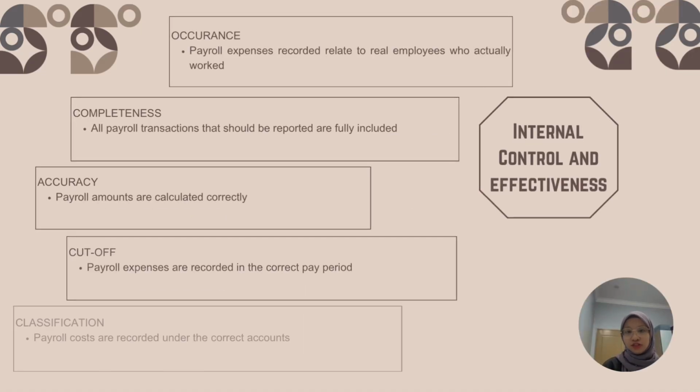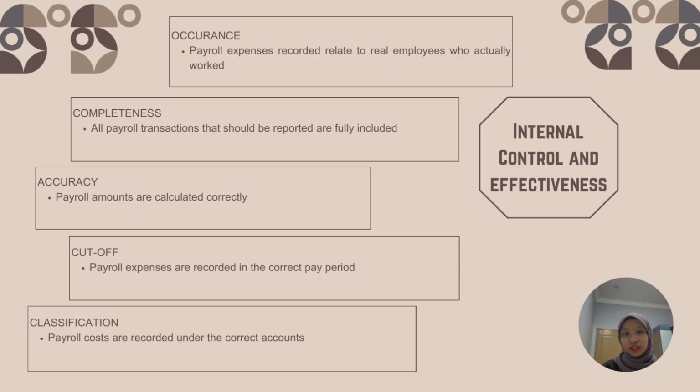Hi, my name is Nur Adina. I will continue the presentation on internal control and effectiveness, focusing on the payroll and personnel cycle. Firstly, occurrence. Occurrence in the payroll and personnel cycle means that payroll expenses recorded relate only to genuine employees who actually work for the company. Effective internal controls ensure that only authorized employees are included in the payroll system. This helps prevent payments to unauthorized employees.